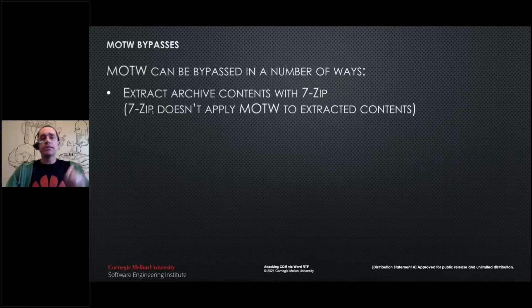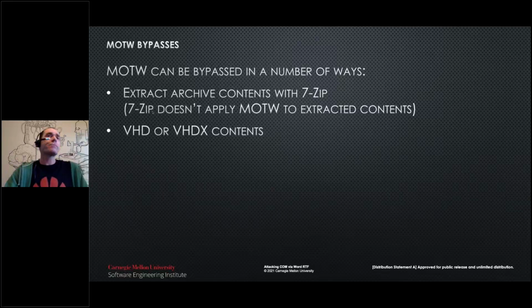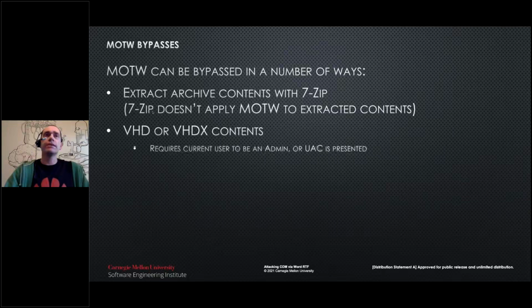That alternate data stream is placed there if I use the built-in Windows unzipping capability. If I use a third-party archiving program, it might not choose to place that mark of the web there. So if I use 7-Zip, it doesn't have to be an actual 7-Zip archive. I could just open a zip file with 7-Zip. If I extract that, no mark of the web. That's kind of nice. If I look at VHD or VHDX contents, those are a virtual hard drive and then the modern version of virtual hard drive, the contents of those are not tagged with the mark of the web that the container has.